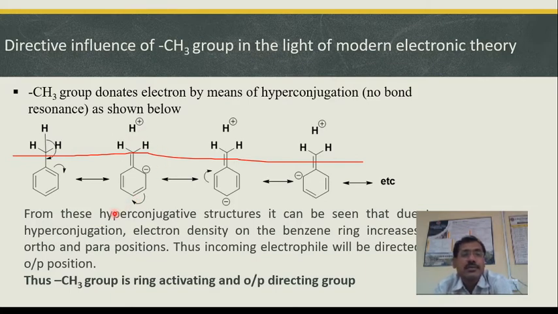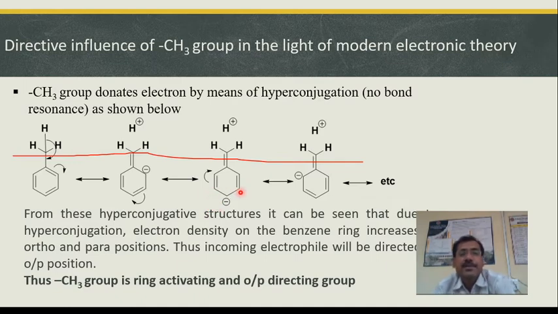So what you have to do while preparing your notes is draw the resonant hyperconjugative structures correctly, and just observe them and write in terms of sentences. Like, from the resonating structures it can be seen that electron density on the benzene ring increases at ortho and para positions. You see a negative charge at the two ortho positions and the para position. There is no charge at the meta position, isn't it?